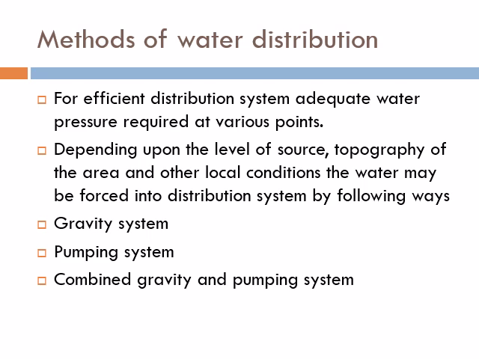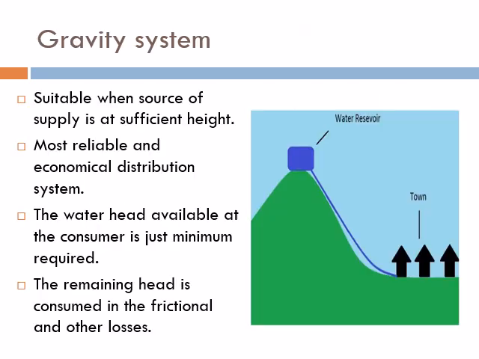Next is about the methods of water distribution. What are the various methods used to distribute the water? For an efficient distribution system, adequate water pressure is required at the various points. Depending upon the level of the source, topography of the area and other local conditions, the water may be forced into the distribution system in the following ways. There are three different types: one is the gravity system, second is the pumping system, and third is the combined gravity and pumping system.